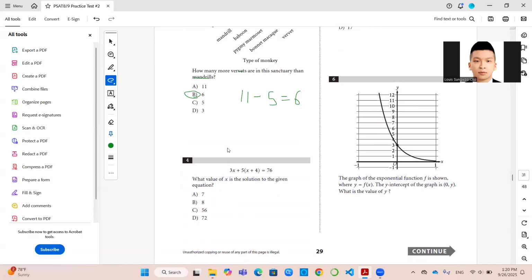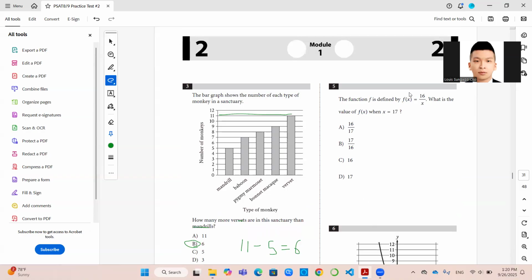What value of x is the solution to the given equation? So we'll go ahead and solve this. 3x plus 5x plus 20 is equal to 76. 8x is equal to 56. x is equal to 7. So A is the correct answer.